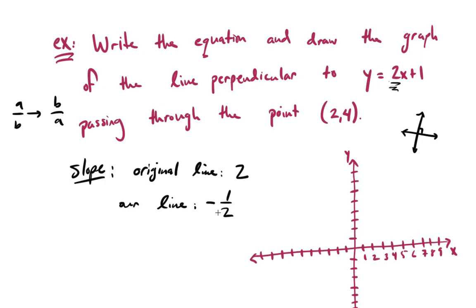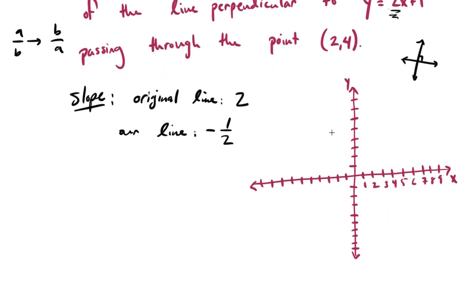And now that we know the slope, and we know that it passes through a point on the line, we can use point-slope form to build our equation.